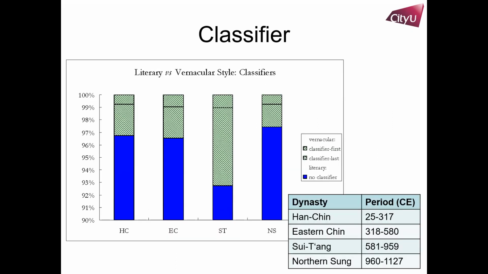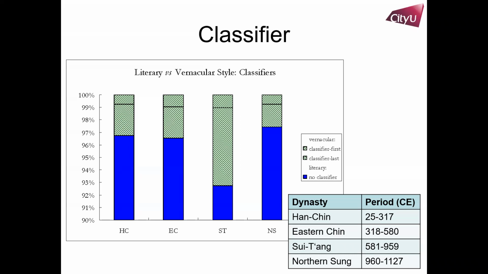So here is the data that we have computed. These are the percentage of nouns that either have a classifier or no classifier. The blue portion represents the portion that has no classifier. And as you can see, it's pretty high. So the literary style is quite dominant, approaching only 7% in the Han Qing dynasty, the earliest period in our corpus. Almost the same in the second historical period, the Eastern Qin, but there's a drop in the Sui Tang period. So perhaps a suggestion that the vernacular style is catching on in terms of classifiers.